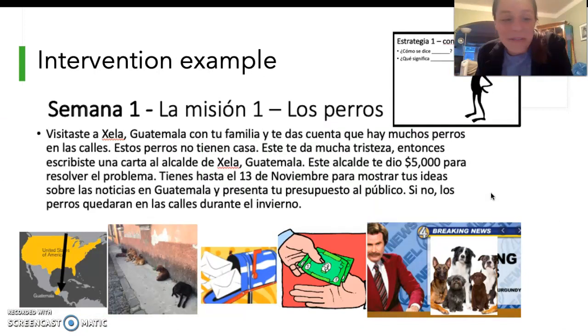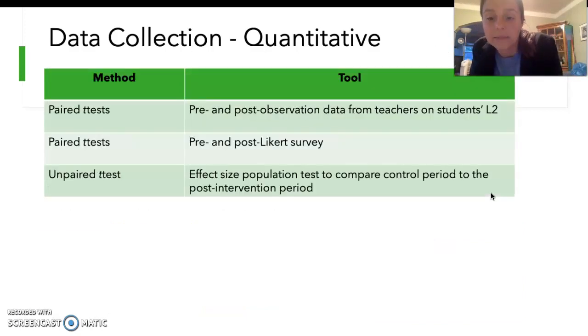So here's an example of the intervention. This one is the one about the dogs, and students can choose to do this one if they want. Basically, it describes that they visited Guatemala with their family, and they noticed that there were a lot of stray dogs. They wrote a letter to the mayor. The mayor gave them $5,000 to help solve this problem. So during the course of the 6 weeks, they will develop what they're going to do with that money and make a budget. And at the beginning of each club, I will be teaching them the strategy. And in this case, I'd be teaching them confirmation and clarifying.